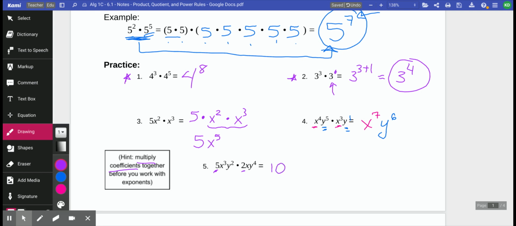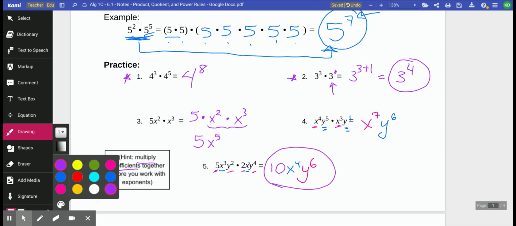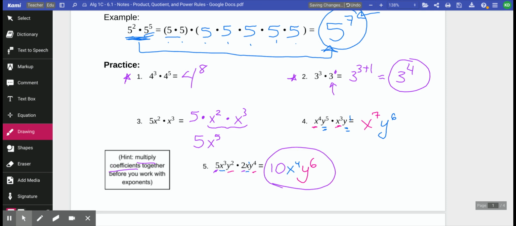And then we're going to go to our next variable, or our first variable. So x to the 3rd times x. So again, we have 3 x's and then one more, because that's really x to the 1st power. So this is going to be x to the 4th, and then y to the 2nd times y to the 4th. So if I have 2 and 4, then I have a total of 6. So that's it. 10 x to the 4th, y to the 6th. Let's move on to our next rule.